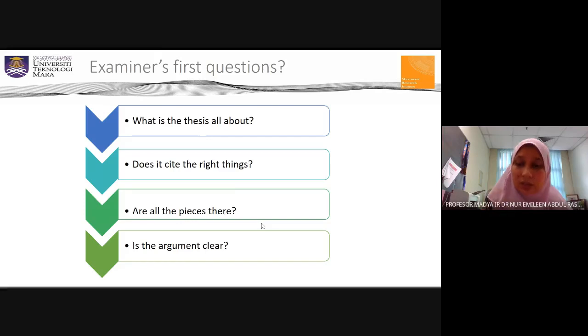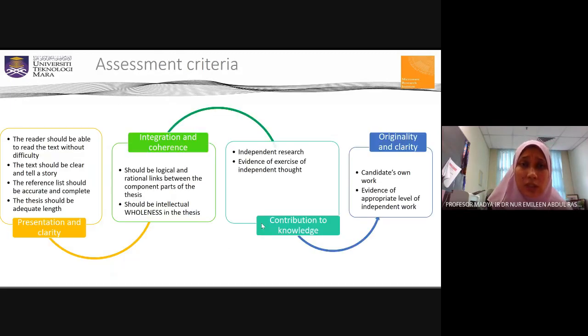So the argument must be clear. That's when he goes back to the literature, or back to other people's work. So the argument there must be clear. If we don't agree with, let's say, someone's literature, then we have to argue clearly why, and why that becomes our problem statement. Okay. So these are the assessment criteria.